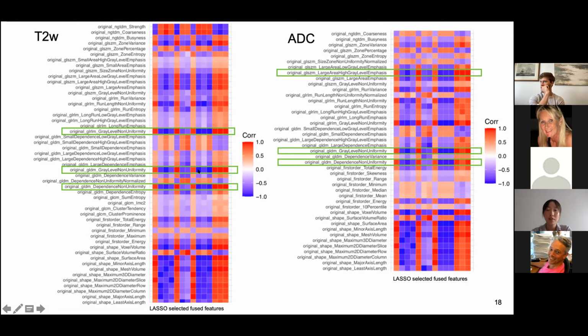We also discovered some other non-shape related features that potentially have a high correlation with the fused features as well. These are the texture features I highlighted using the green boxes. They mostly measure the voxel intensity similarity as well as the voxel heterogeneity. You can see that they have approximately similar important texture features in both T2 and ADC images.